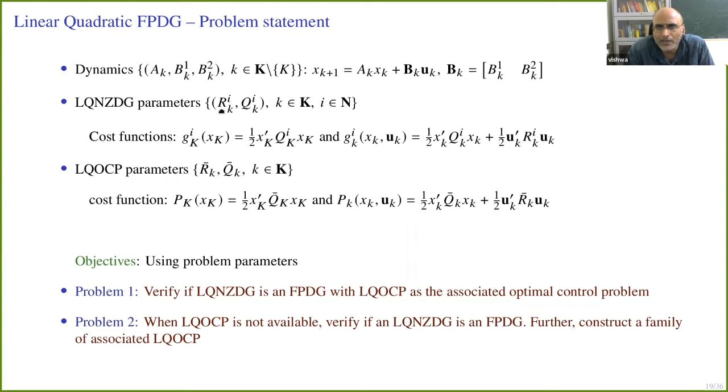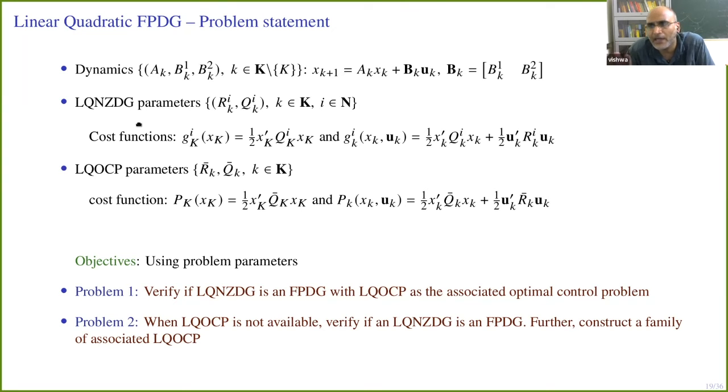Here I assume the R matrices to be only symmetric. No positive semi-definiteness, only symmetric. That's the only assumption on the R matrices and Q matrices. Now we are interested in problem 1, that is, given the game as well as an optimal control problem, that means the game parameters as well as the optimal control problem parameters, when can we say that the solution of this optimal control problem provides a feedback Nash equilibrium of this linear quadratic difference game?